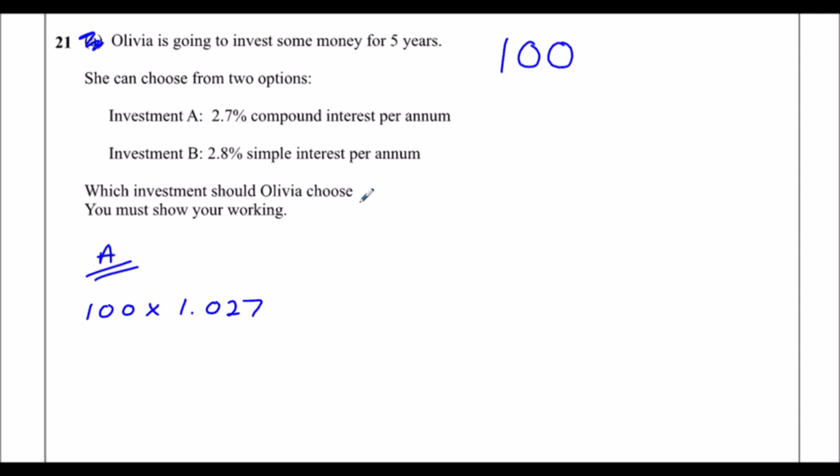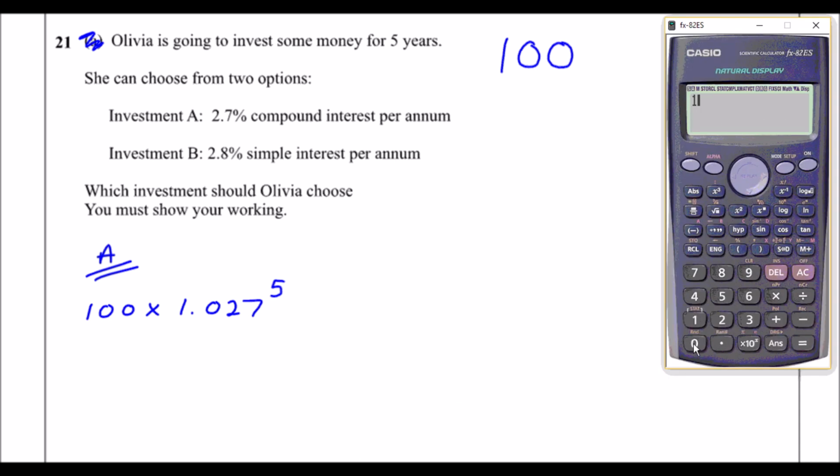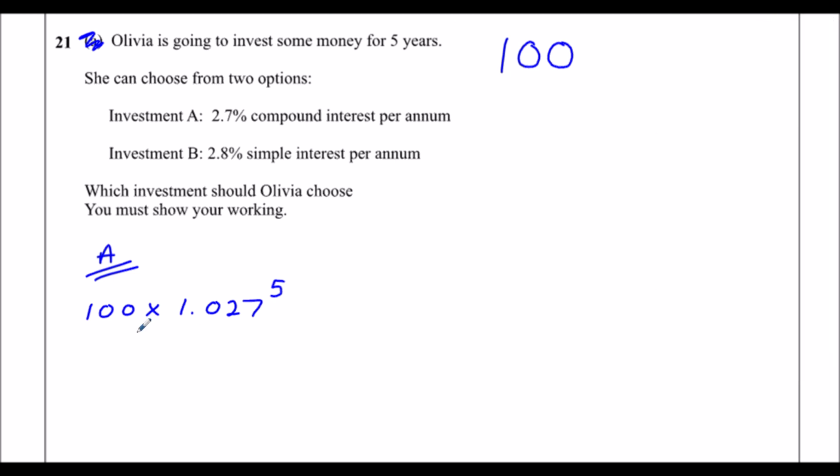So we're going to add on 2.7%, and we're going to do it for 5 years. So we're going to multiply by 1.027 5 times. So that's the power of 5. So 100 times 1.027 to the power of 5, and we'll type that in the calculator. Which gives us 114.25. So I'll write that down. So if you're thinking of it as £100, she's now got 114 pounds 25p. Or if you're thinking of it as 100%, she's added on 14.25%.